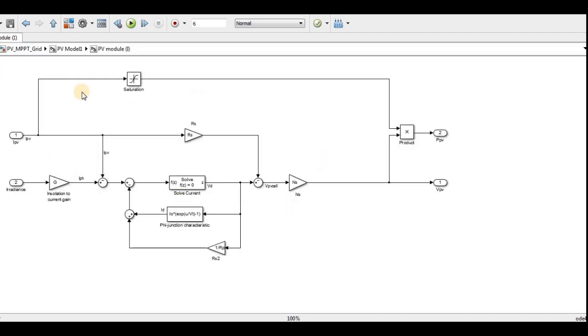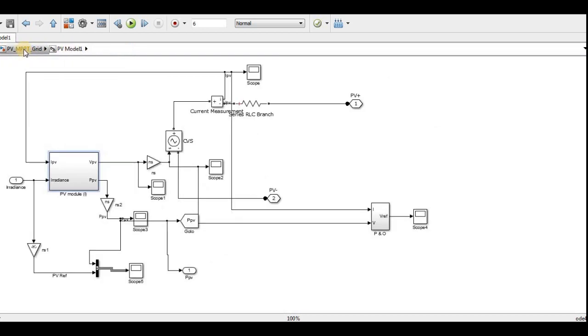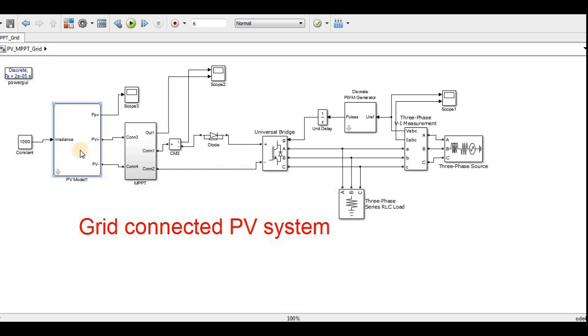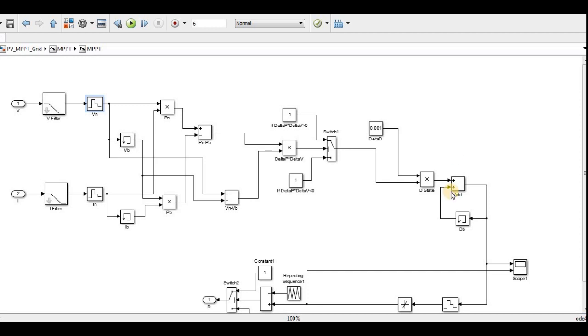You can see how I modeled this PV model, what the maximum power is, and the P&O algorithm we also developed. Basically, I used another P&O algorithm here. See, this is the P&O algorithm I used. I will explain details in another video.